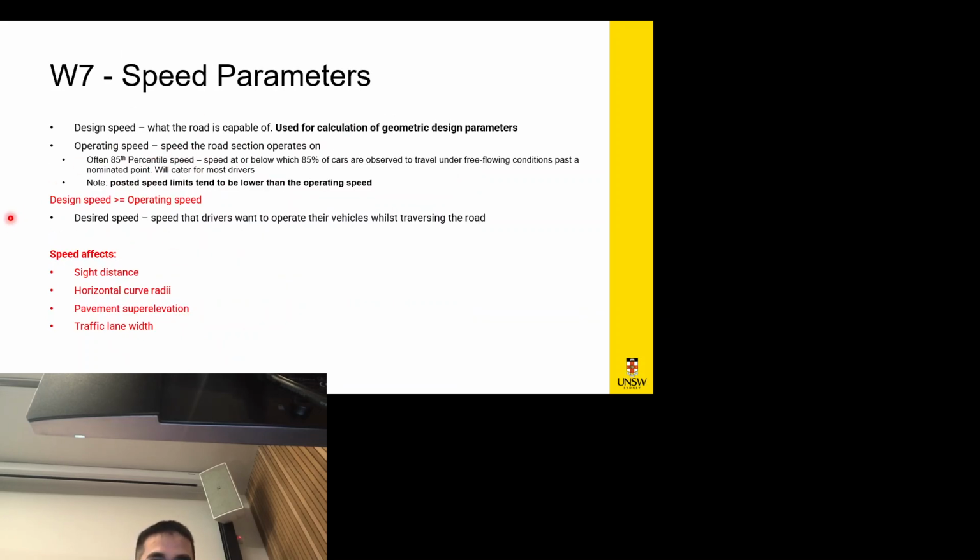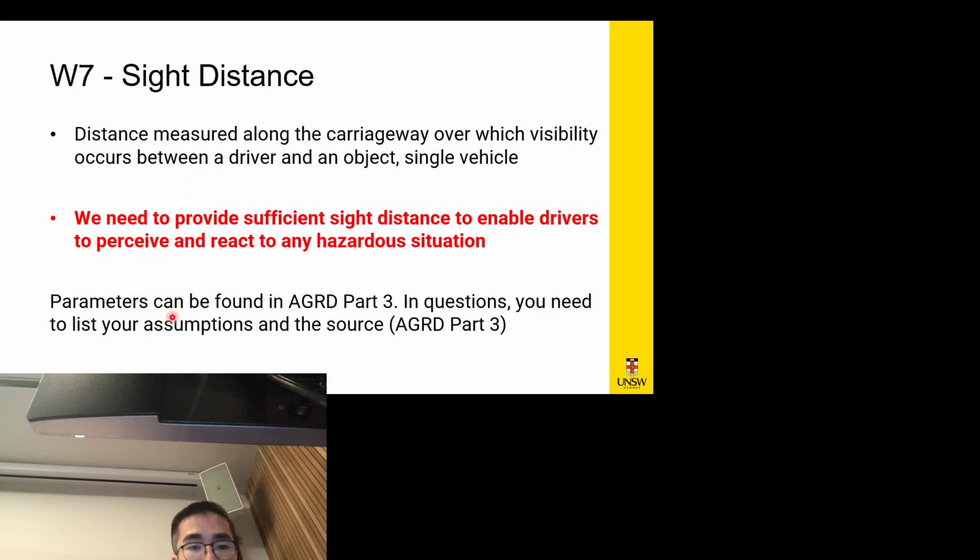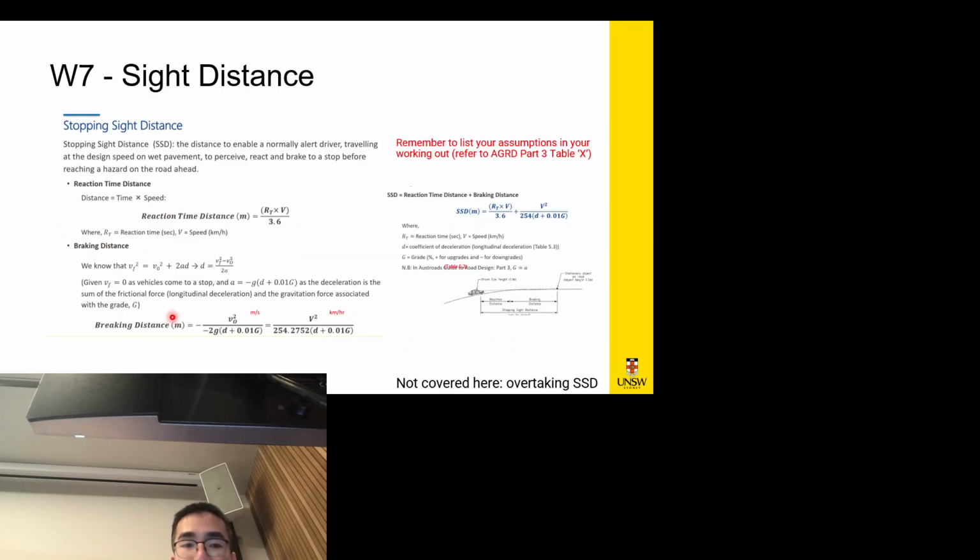You'll be exposed to different types of speeds: design speed, operating speed, and other types of speed as well. So speed affects sight distance, horizontal curve radii, pavement, super elevation, and traffic lane widths. And this is really important: sight distance. When I drive a car, what is the distance that I can see from where I am to the obstacle? We need to provide sufficient sight distance to enable drivers to perceive and react to any hazardous situation.